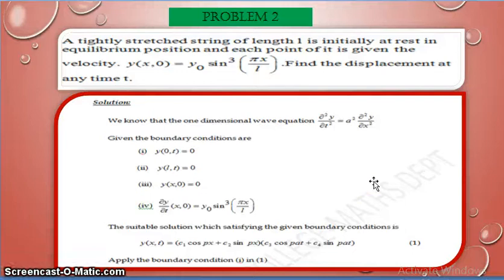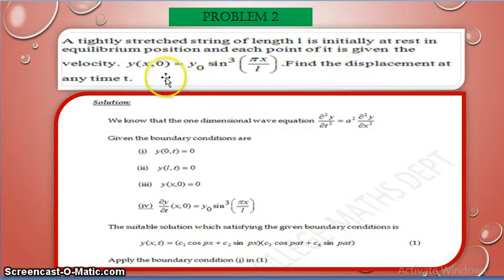So next session, zero initial velocity problem. Problem number 2. A tightly stretched string of length L is initially at rest in equilibrium position, and each point of it is given the velocity y of x comma 0 equal to y naught sin cube pi x by L. Find the displacement at any time t.